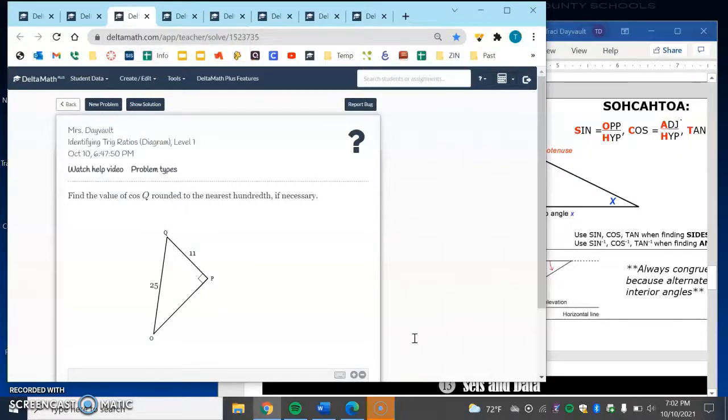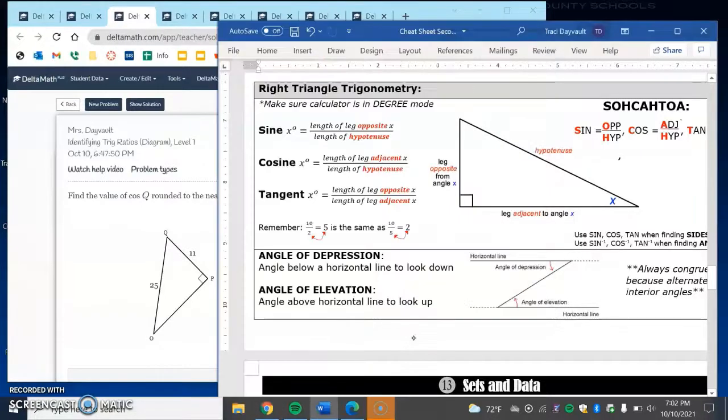This one says cosine of Q. Q is our reference angle. So whatever comes after sine, cosine, or tangent is going to be an angle measure. The cosine of Q. All right, for cosine, we use adjacent over hypotenuse. Remember, adjacent means beside the reference angle, and hypotenuse means across from the right angle.